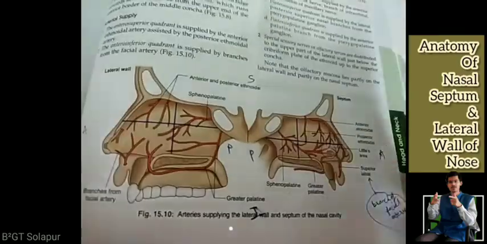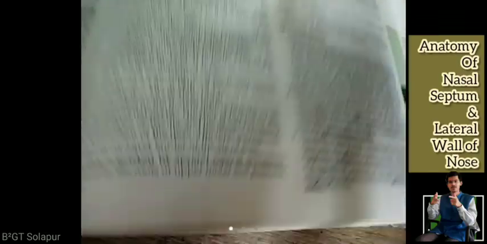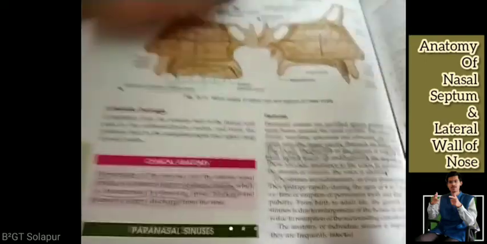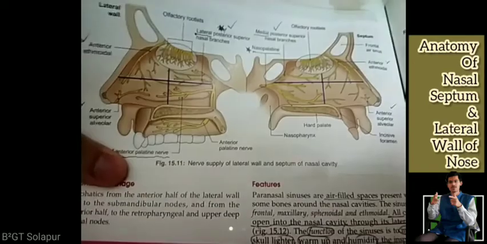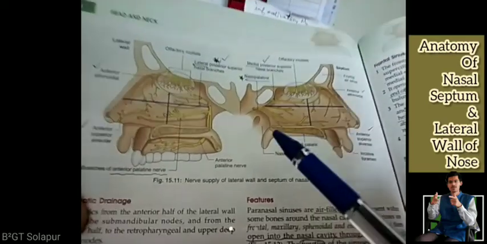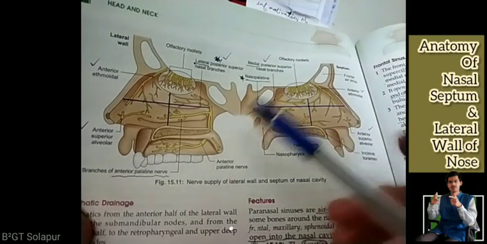Blood supplies understood. That is arterial supply. Venous drainage is almost the same. If you see, venous drainage is the same, so we are not discussing it in detail. Now, if you see the nerve supply, we saw here.